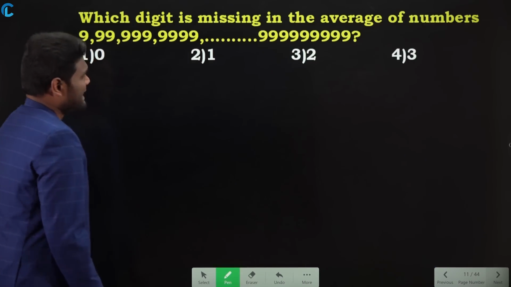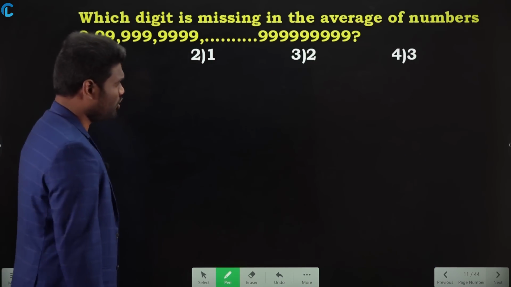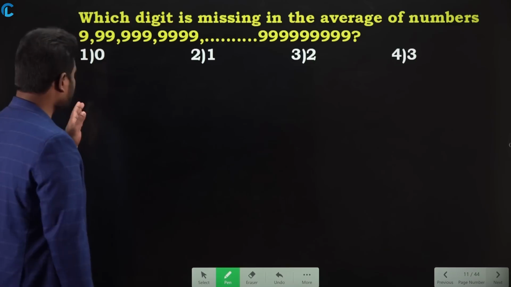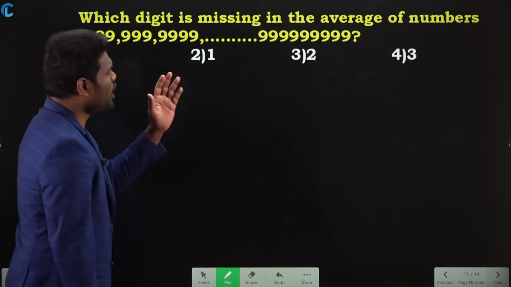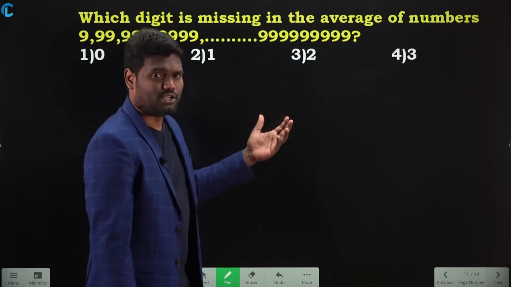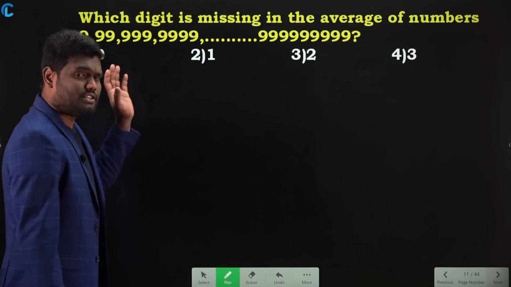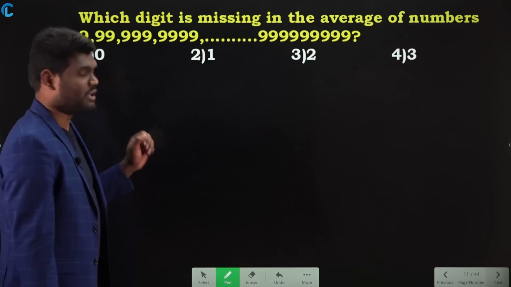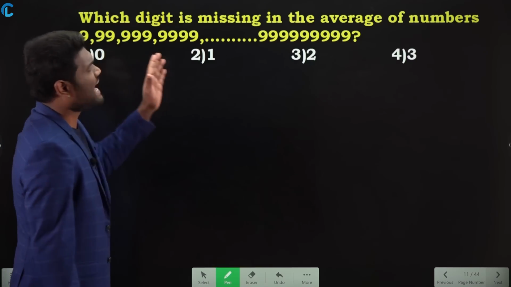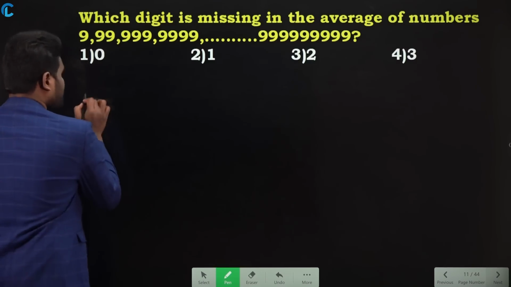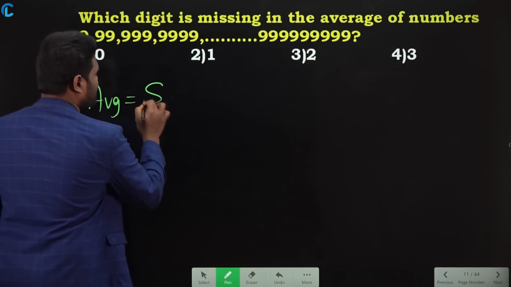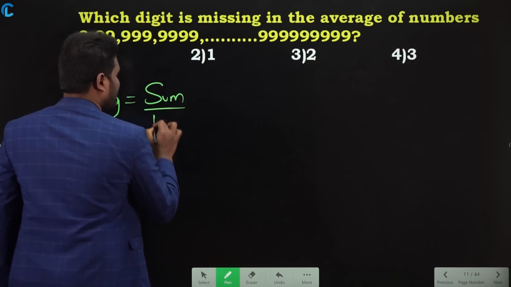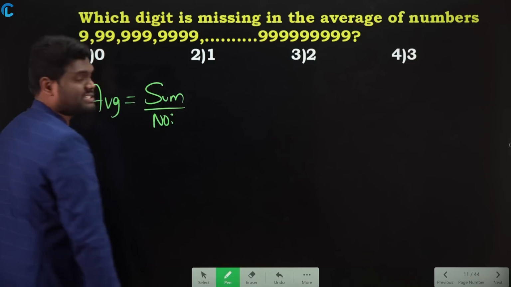Which digit is missing in the average of numbers 9, 99, 999, 4 nines, and so on, up to 9 nines? So this is a very good question, and even this question was asked in an examination. Let us look at this. We need to calculate the average of these numbers. What is meant by average? Average is nothing but the sum of numbers divided by the number of numbers. Yes or no? This is nothing but average.